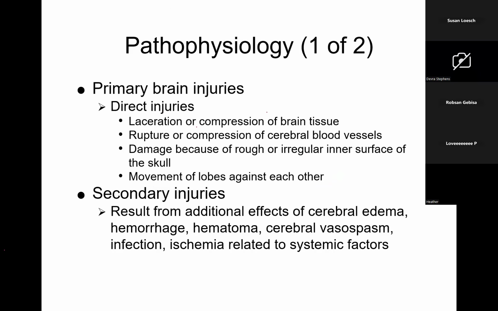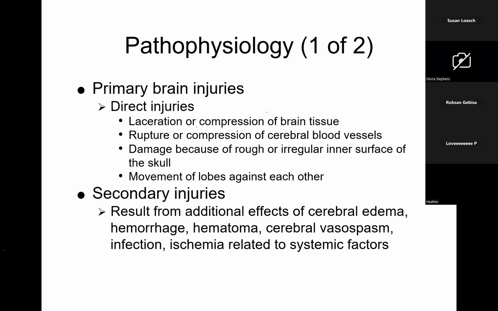Primary brain injuries are direct injuries like laceration or some sort of crushing of the neurons, the glial cells, or the blood vessels in the brain. They can involve lacerations or compression by a piece of bone or foreign object, or rupture or compression of the blood vessels. The application of unusual force may rotate or shift the brain inside the skull. The brain tissue can be damaged by the rough, irregular surface of the skull or by movement of the lobes of the brain against each other. That's known as a shearing injury. So the brain itself can move and be damaged either by rubbing against the skull or even rubbing against itself.